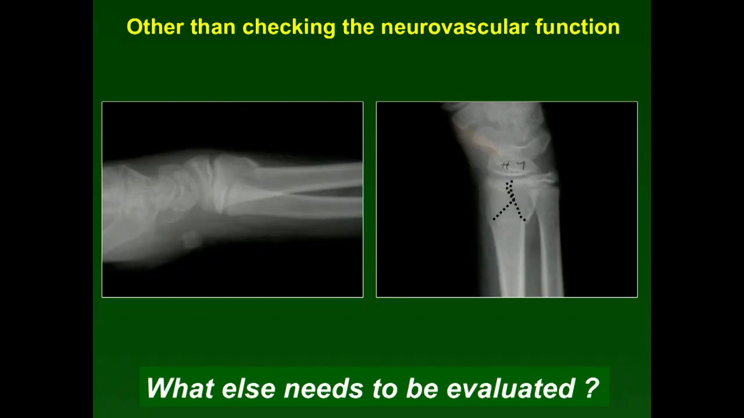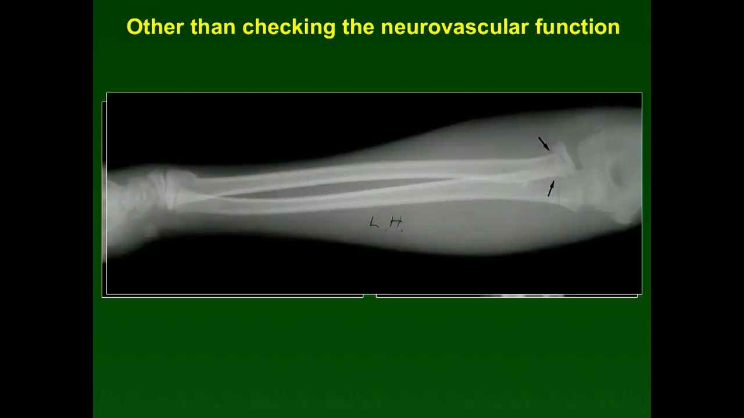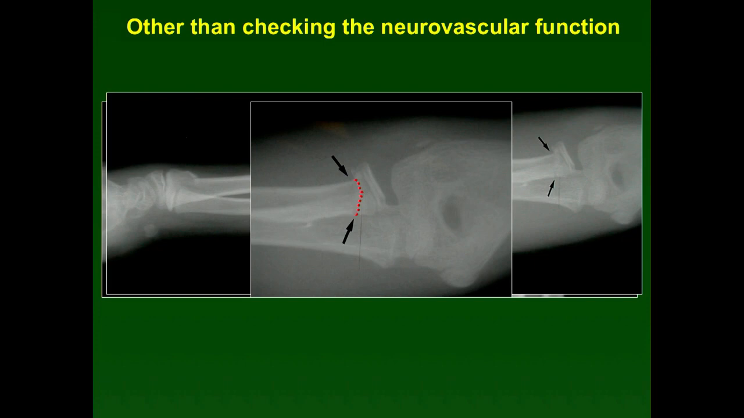I need to evaluate the joints above and below. That's exactly right. You need to start actually at the navicular and go all the way up to the sternoclavicular joint. And you were very good at that, because what happened here? What do we have here? We have a fracture of the radial neck.